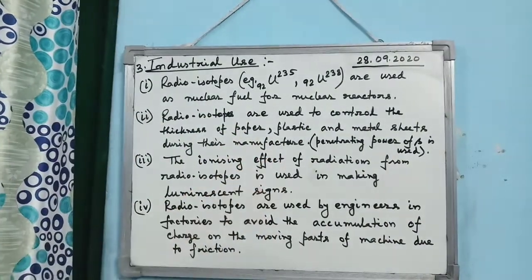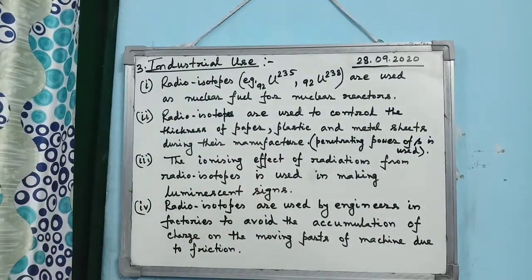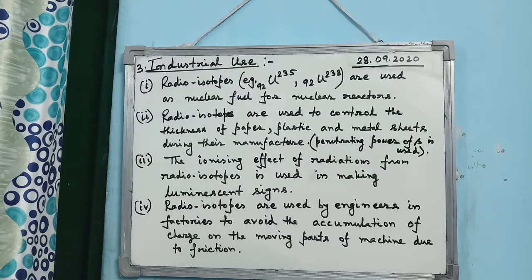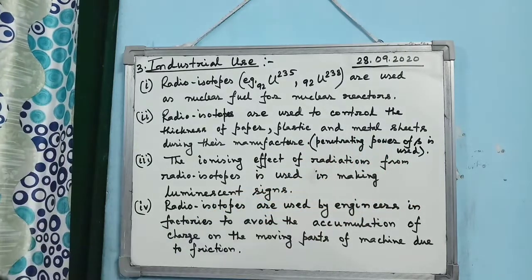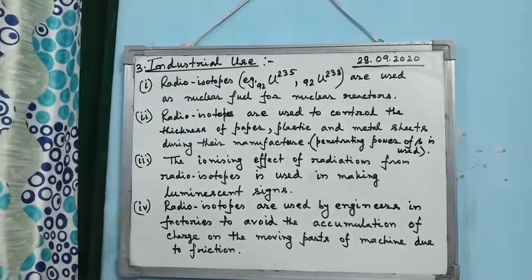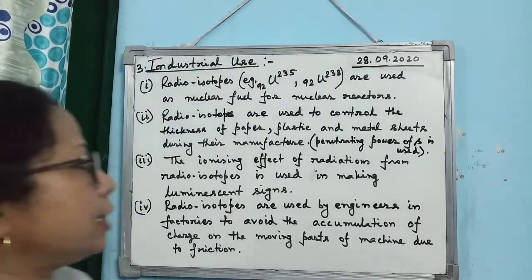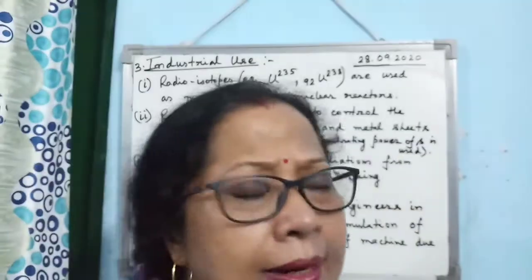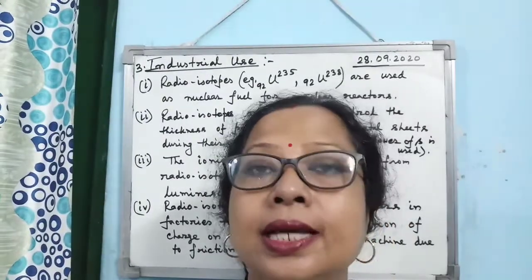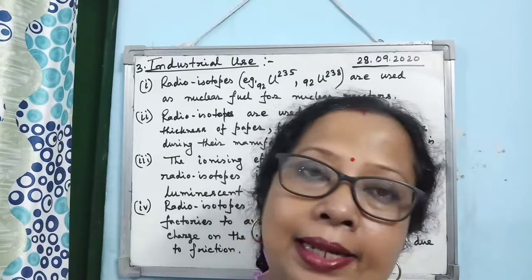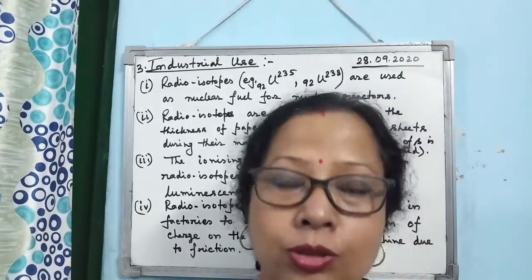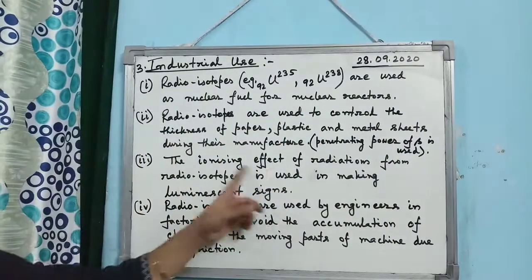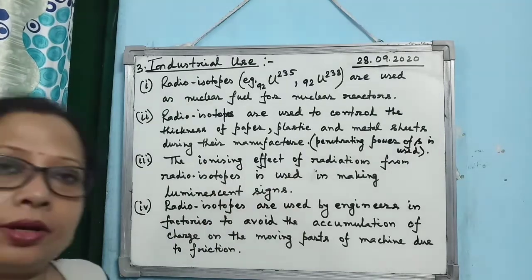So that is the second point: radioisotopes are used to control the thickness of paper, plastic and metal sheets during their manufacture. Here within brackets, don't forget to mention that the penetrating power of beta is used. Then the third one: the ionization effect of radiations from the radioisotopes is used in making luminescent signs. You will see that in malls, certain signs glow even in the absence of light. Those are the luminescent signs, produced by the ionization effect of radiation emitted from the radioisotopes.